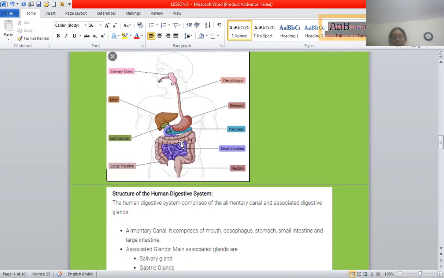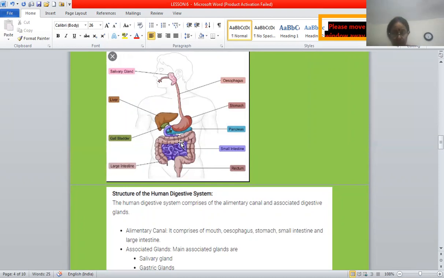The alimentary canal begins at the mouth, as I have told you, and ends at the anus for egestion. In between the two are the buccal cavity, esophagus, stomach, small intestine, and large intestine. We will study each and every organ one by one.